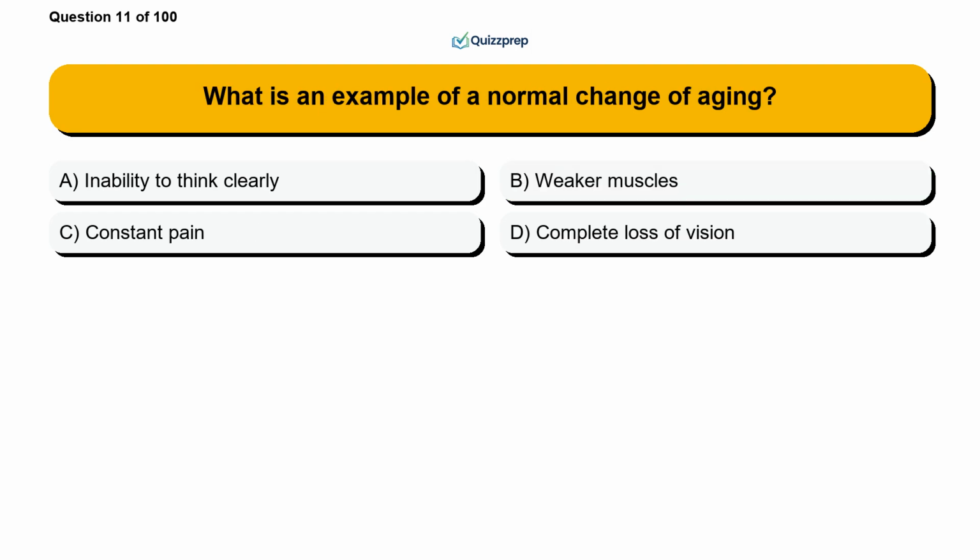Question 11. What is an example of a normal change of aging? Option A, inability to think clearly. Option B, weaker muscles. Option C, constant pain. Option D, complete loss of vision.